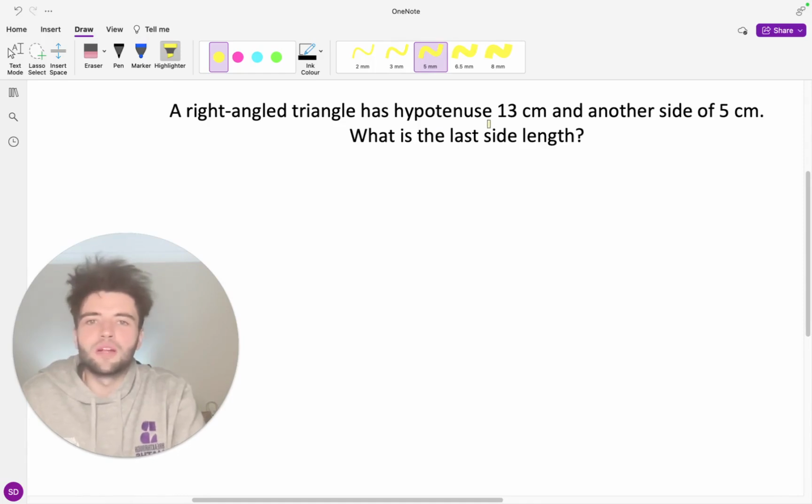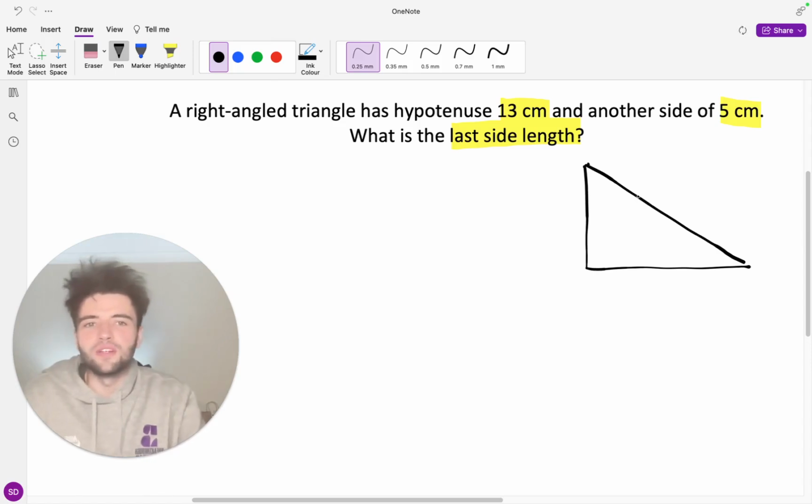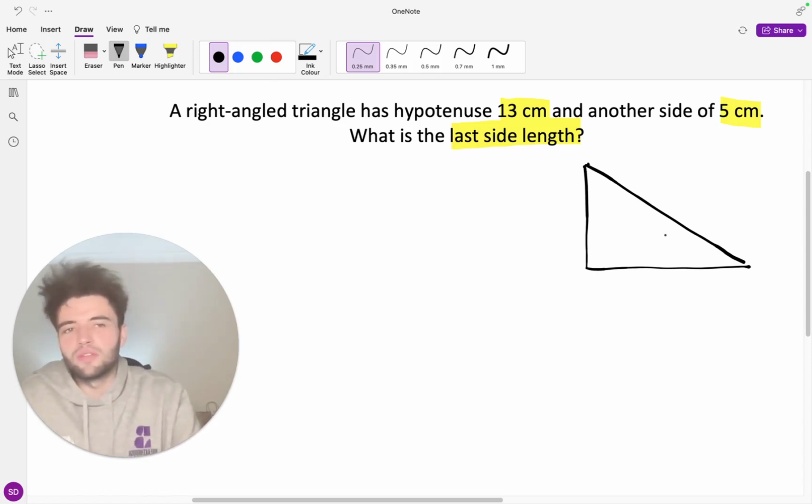So in this question we're told that a right angle triangle has a hypotenuse of length 13 centimeters and another side of length 5 centimeters, and we're asked to find the last side length. And so what I always do when we're dealing with trigonometry here is to basically draw a diagram, so we can draw this little triangle.